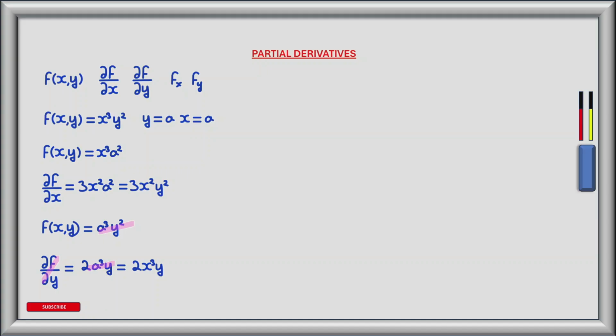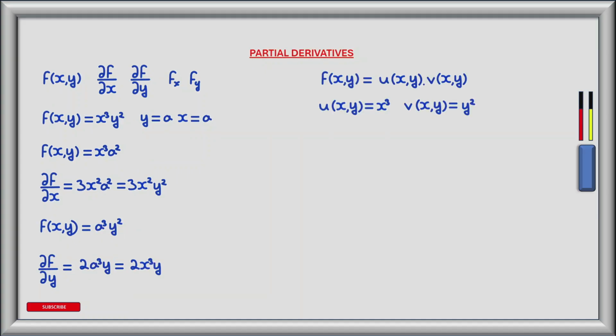And now, if we substitute x in for a, we find that the partial derivative of f with respect to y is equal to 2x cubed y. There is an alternative way of looking at this problem.